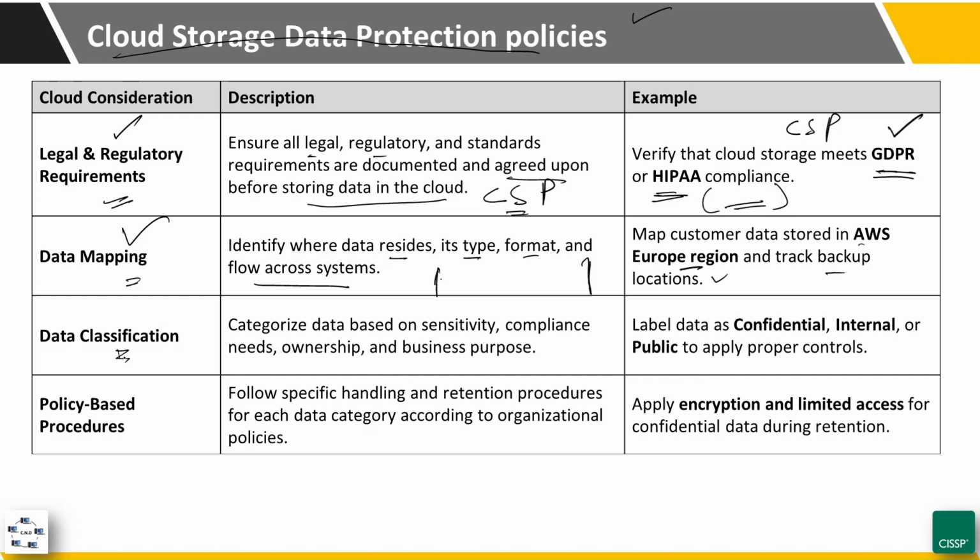Next is data classification. As we already studied, it categorizes data based on sensitivity, compliance needs, ownership, and business purpose. So label data as confidential, internal, or public to apply proper control according to its classification. Policy-based procedures: follow specific handling and retention procedures for each data category according to organizational policy. So apply encryption and limited access for confidential data during retention.